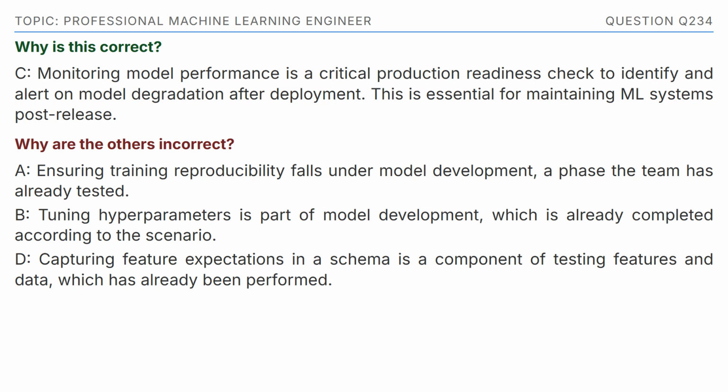Why are the others incorrect? A. Ensuring training reproducibility falls under model development, a phase the team has already tested. B. Tuning hyperparameters is part of model development, which is already completed according to the scenario. D. Capturing feature expectations in a schema is a component of testing features and data, which has already been performed.